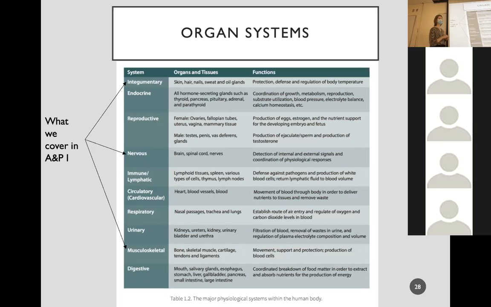Can you repeat that again, of what we need to know? So what you want to know is the name of each of the organ systems, the main organs associated with them, and then the main functions for each one.